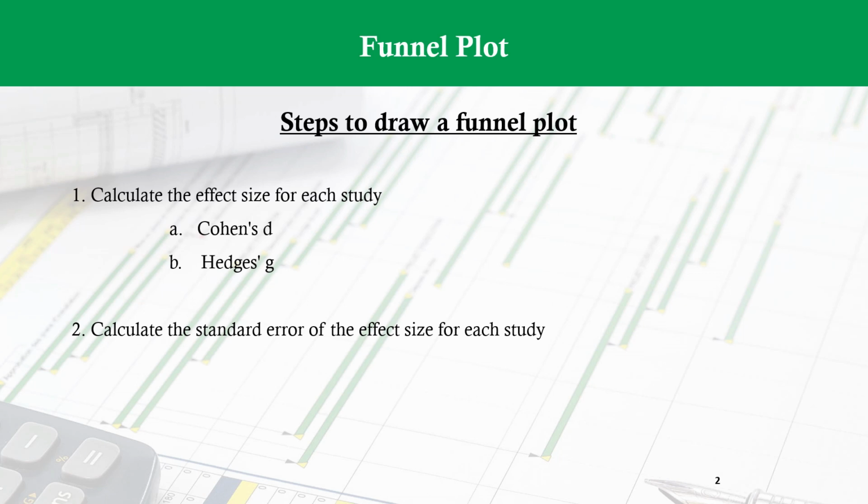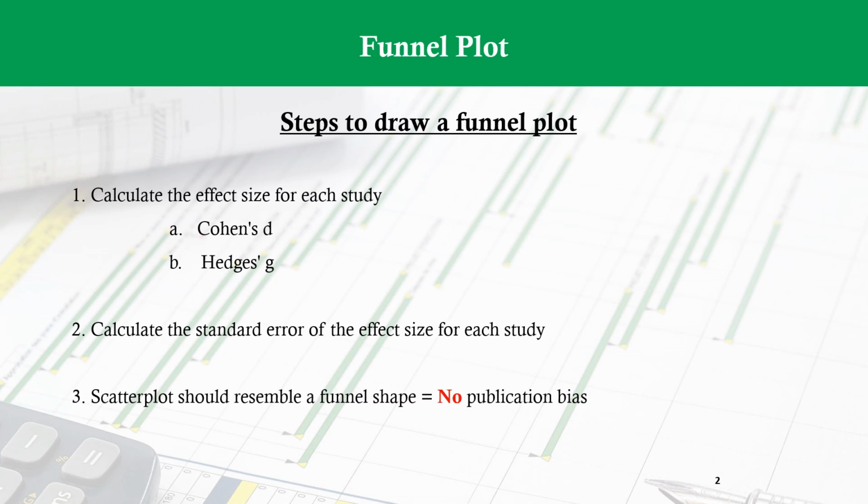Next, calculate the standard error of the effect size for each study and plot it on the vertical axis. The standard error is a measure of the precision of the effect size estimate and reflects the variability of the effect size estimate across studies.